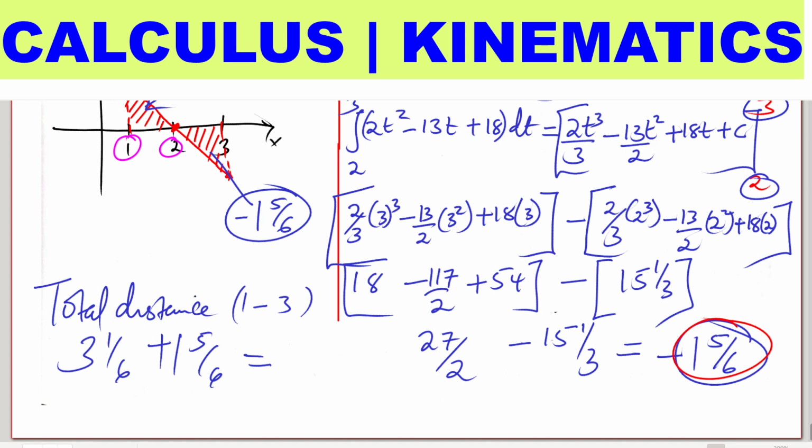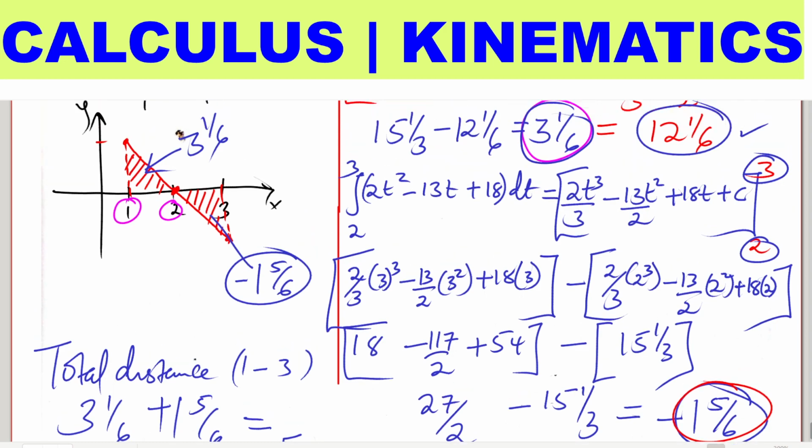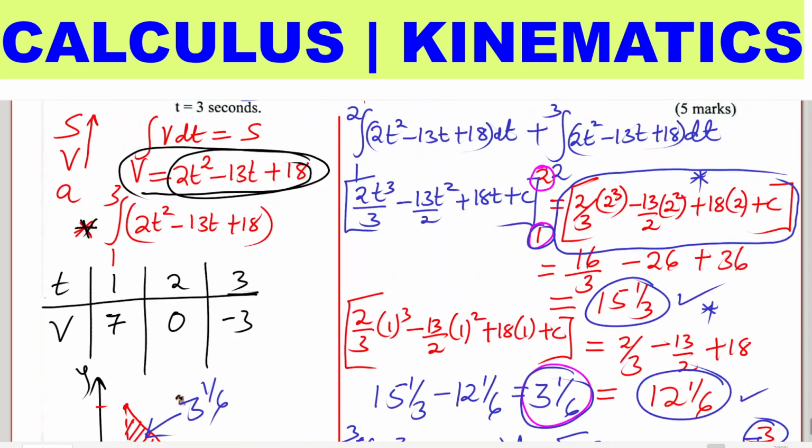So when you add these, you simply get 5. And because you're getting the distance, this will be 5 meters. When you add 3 and 1 over 6 plus 1 and 5 over 6, you get 5 meters. And that is simply how you're supposed to have done that question.